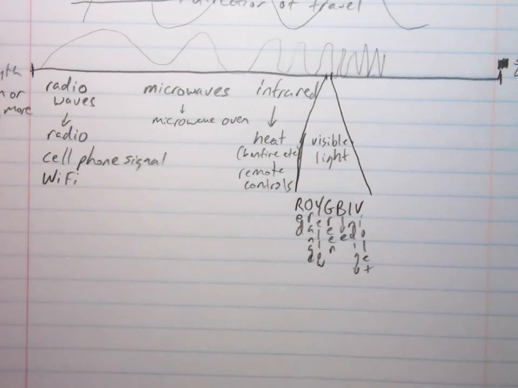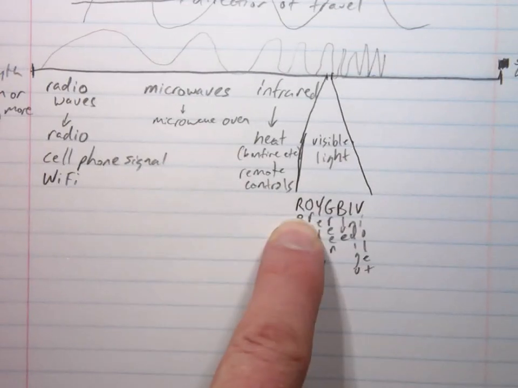Now, what happens if the wave is longer than red? Well, it's no longer visible light. It is what?